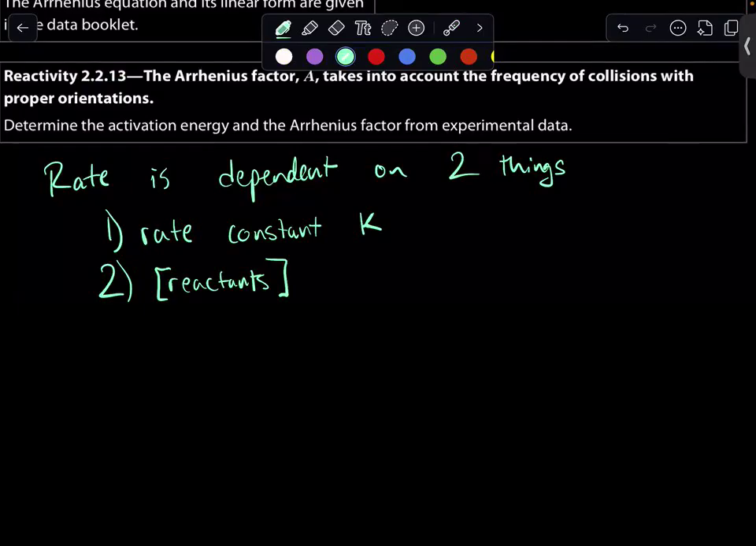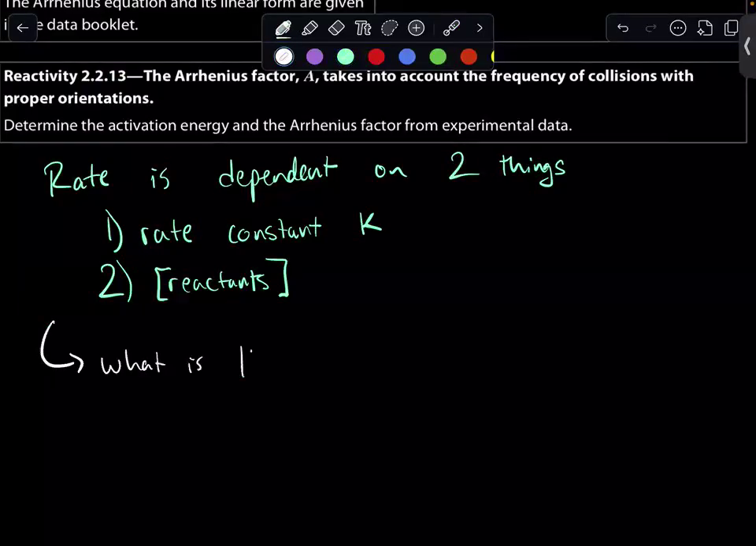So we know all about the reactants, but what do we actually know about K? So what is K? How do we figure it out? What can we figure out about it? Well, we know it's proportional to rate. From our given equation, rate is equal to K times some concentration raised to some power. So we know those two things are proportional.